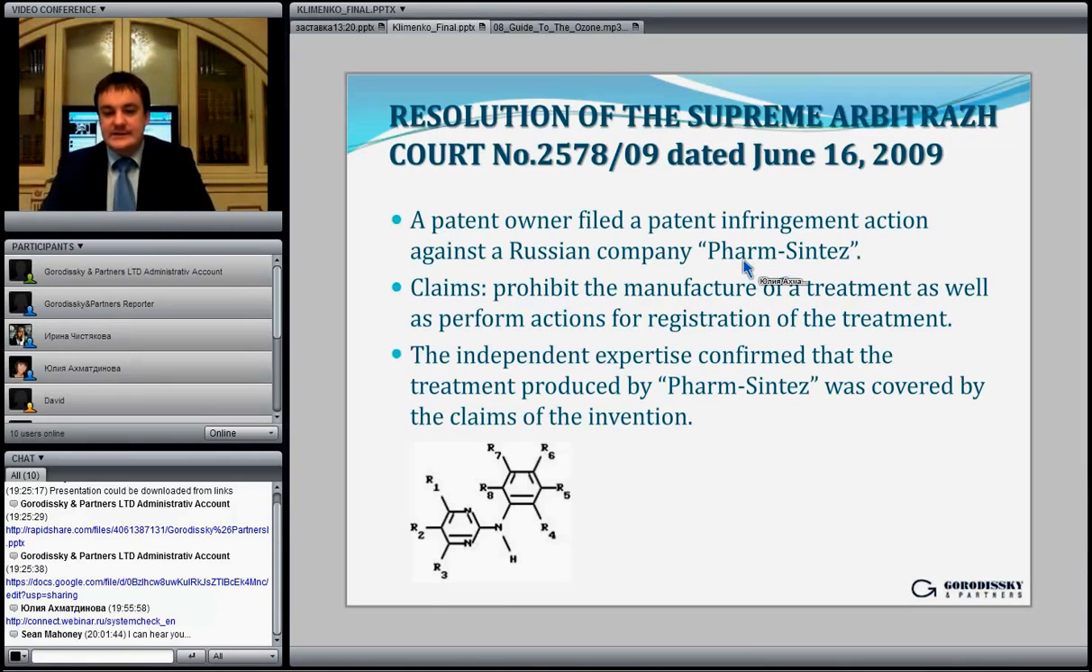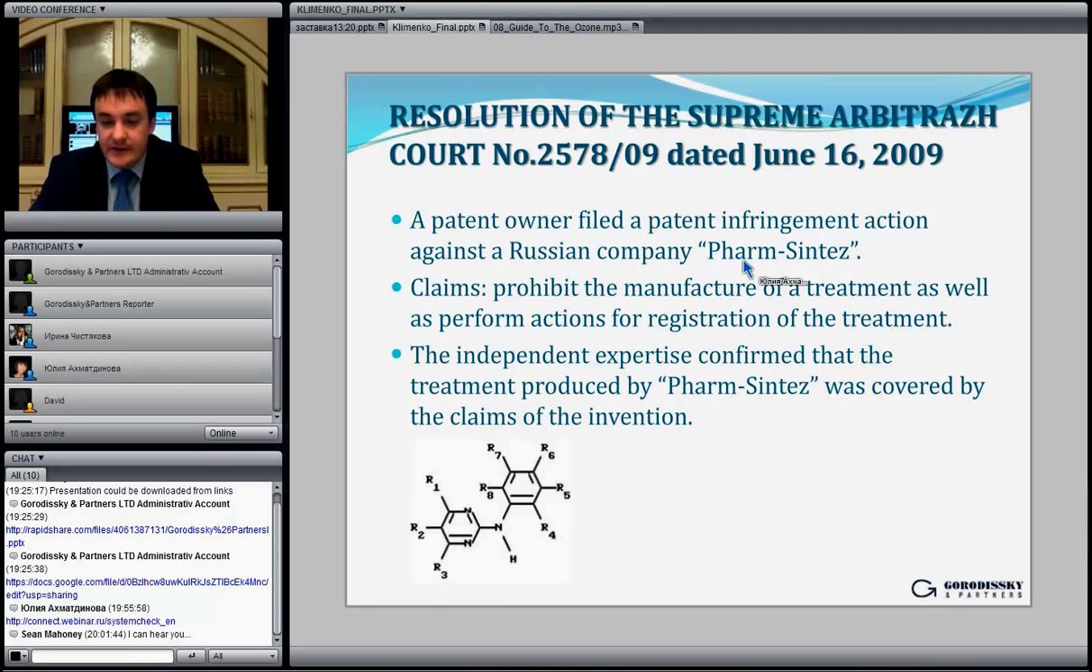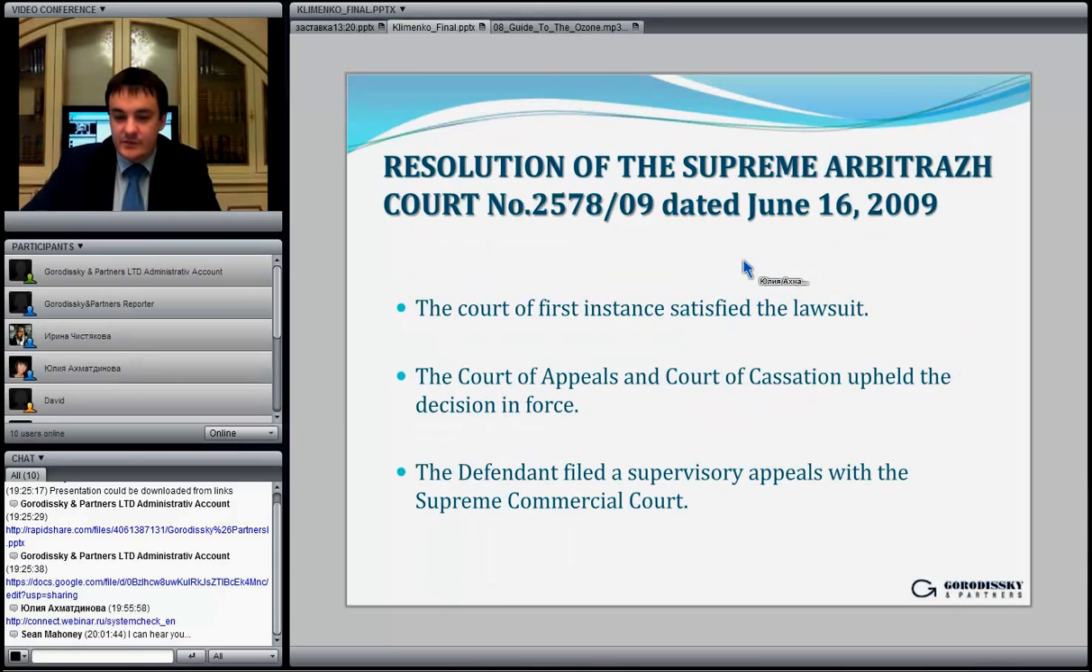So, some practice examples which could be more interesting for you. One of the cases relates to patent infringement. In this case, a patent owner filed an infringement action against a Russian company, which was going to obtain a marketing authorization for a product for the purpose of selling the same product. During the court proceedings, the court ordered an independent expertise, and according to the conclusions of the expert, the patented invention was used in a product described in technical documents filed for registration of the product with the Russian authorities.